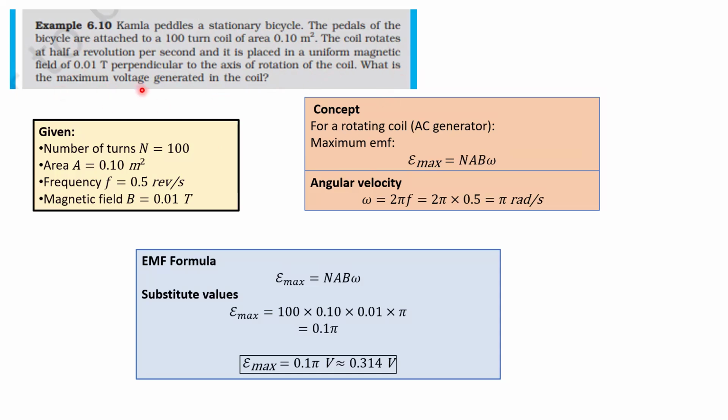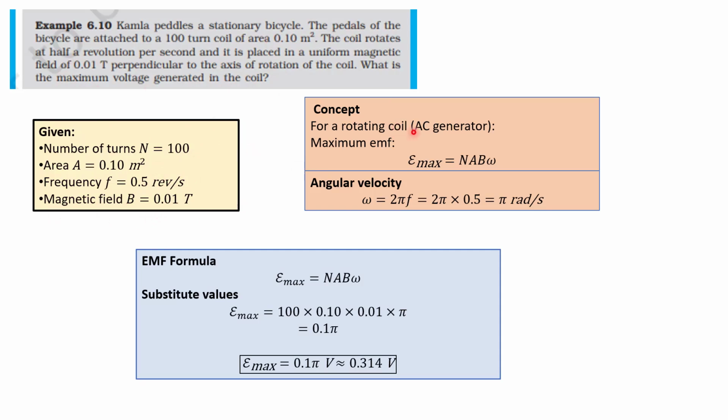What is the maximum voltage generated in the coil? What are the given data? Number of turns is given, 100, area 0.1 meter square, frequency 0.5 revolution per second. Why? The coil rotates half revolution, half is 0.5 per second. So 0.5 per second. Magnetic field is 0.01.